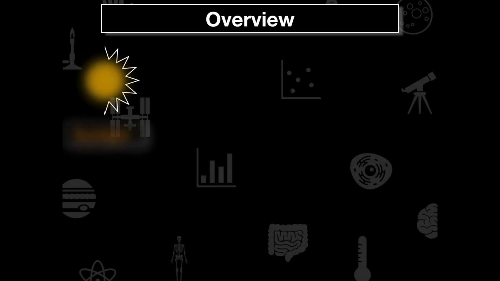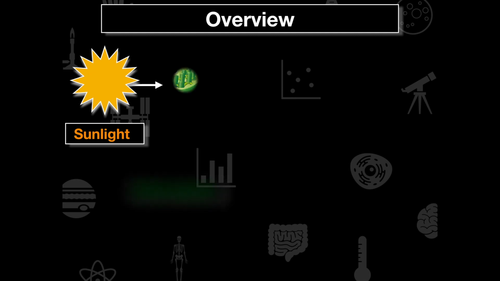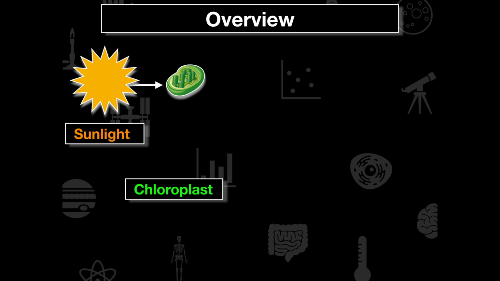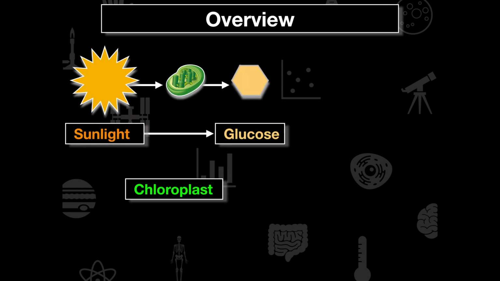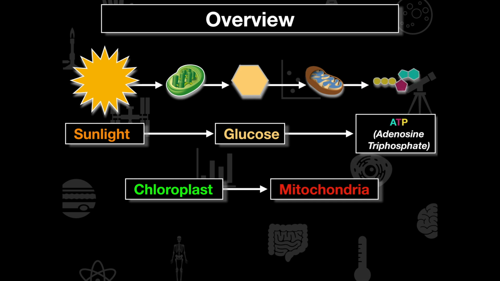So if we're looking at an overview here, we have to think about it this way. We have sunlight, and this sunlight has energy via the photons. And that sunlight is captured via the chloroplast and converted to chemical energy, which we call glucose. Now, that glucose is then shipped to the mitochondrion, and the mitochondria will then convert it into ATP. And ATP is what is going to allow the body to quickly release that energy.